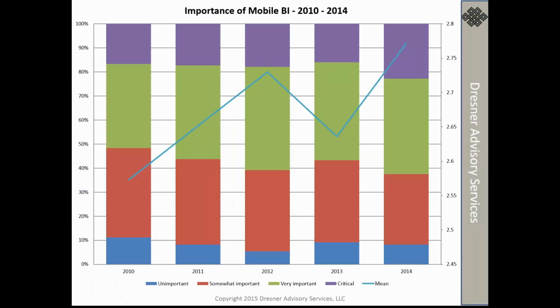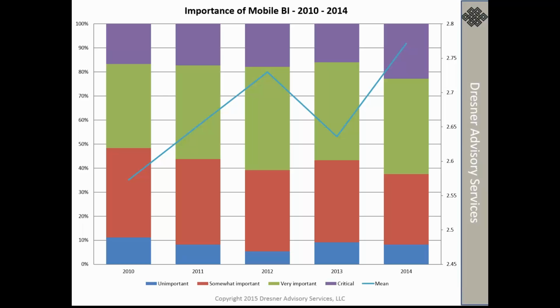So let's move on and talk about the importance of mobile business intelligence. And we can see here we have 5 years worth of data. And you have to look at the scale on the right. You can see that some of this shifting around is actually relatively slight. But what we can see is it's been on an upward trajectory since 2010. And then it dipped a little bit last year. And then actually this year, or I should say the end of 2014, it jumped up again.